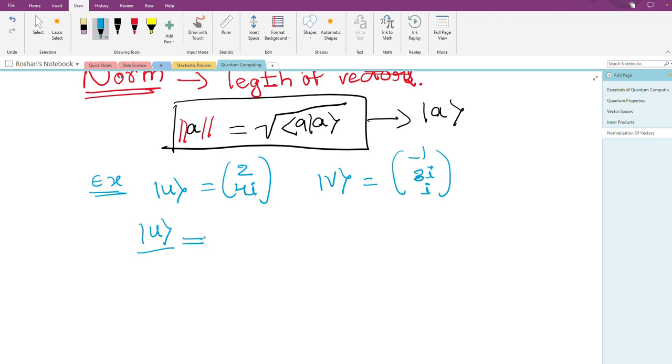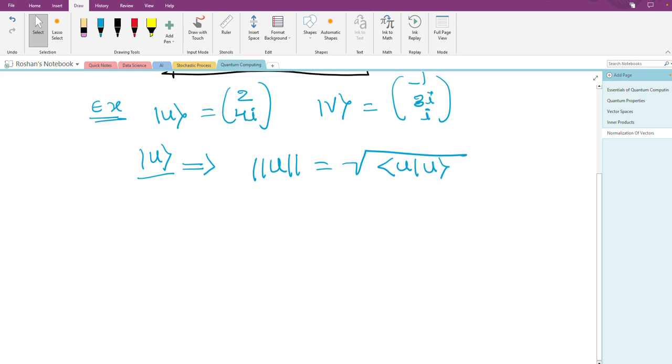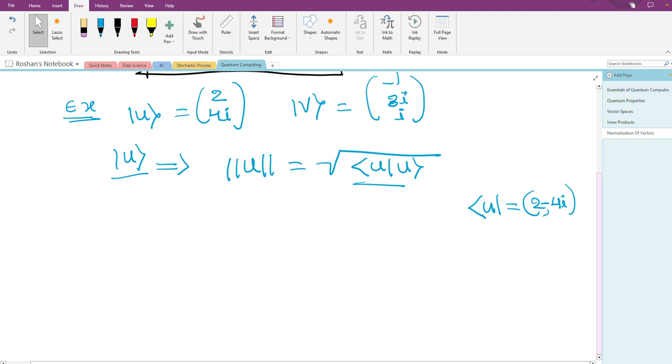So to find the length of vector u, how can we write? It is equal to the square root of the inverse of u dot product with u vector. So to find this, what is the inverse of u? It is 2 minus 4i. Why minus 4i? If you don't understand the minus 4i, it is very difficult. So please go back and watch my previous video where I explained the conjugate and how the inverse of a vector works, and what the imaginary numbers play.